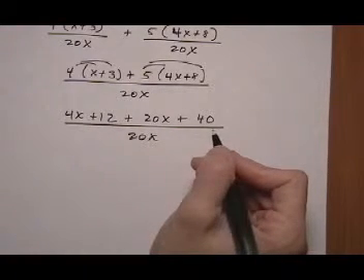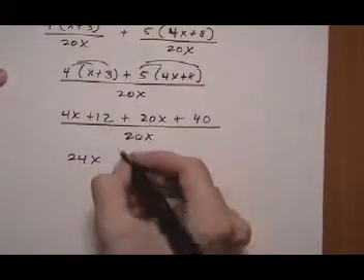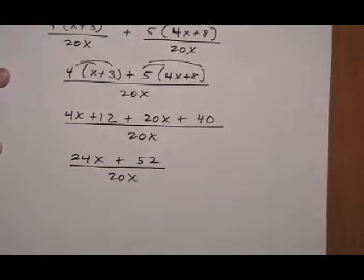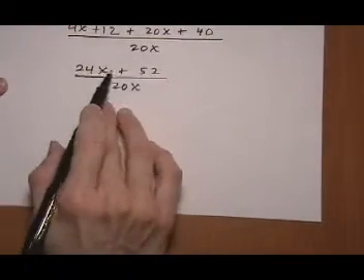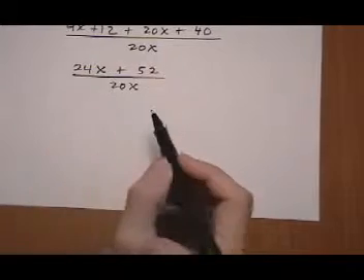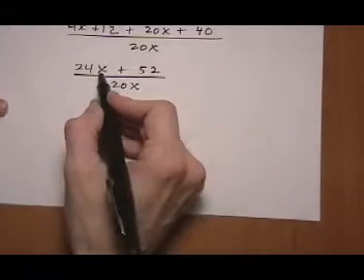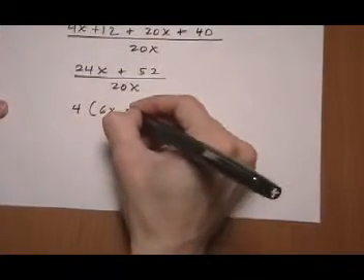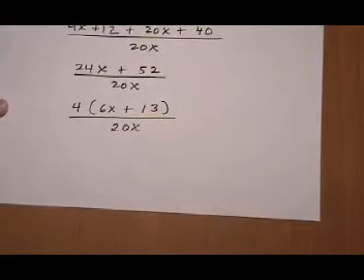And now we want to combine like terms. So we have a 4x and a 20x, that gives us 24x. 12 and 40 plus, 52, all over 20x. And then we want to factor. So what I would do is start dividing 24 and 52, try dividing by 2, by 4, just see what works. Grab out your calculator and start doing trial and error, and you'll see that they both divide by 4. And if I pull out the 4, I get 6x plus 13, and that's all over 20x.